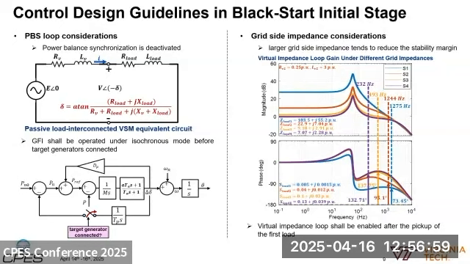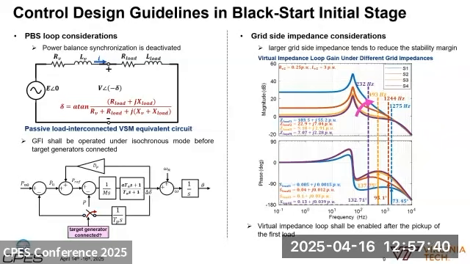And another consideration lies in the grid-side impedance. This figure shows the virtual impedance loop gain measured from the passive load interconnected GFI average model under different grid impedance values. And we can see with a larger grid side impedance, which means a smaller system load, the VIL bandwidth increases, and the stability margin tends to reduce. The VIL is very likely to go unstable under a very light load, especially under no load condition. So we suggest that the VIL should be enabled after the pickup of the first load along our cranking path.